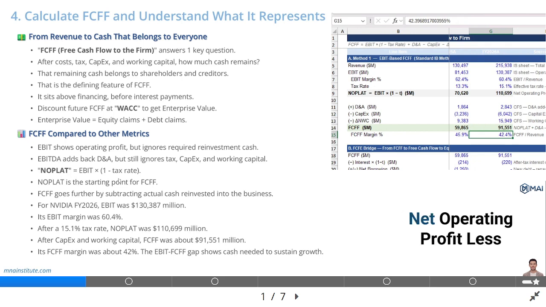NOPLAT, which stands for Net Operating Profit Less Adjusted Taxes, is EBIT after tax and is the starting point for FCFF. FCFF goes further than all three by also subtracting the actual cash invested back into the business.